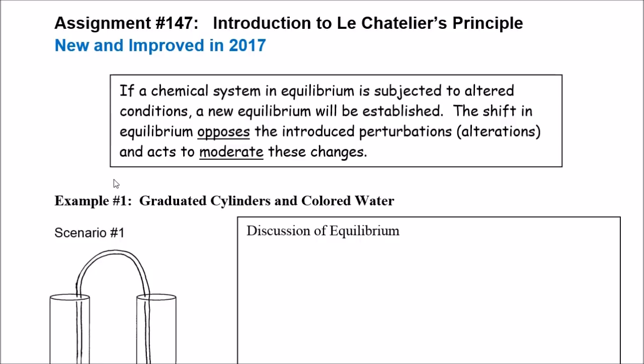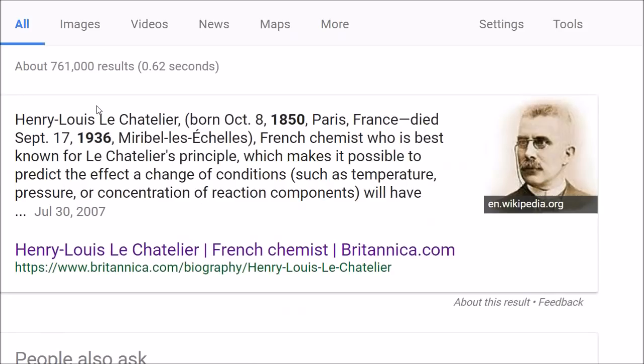This part of assignment 147 is going to introduce a very important principle in chemistry called Le Chatelier's principle. Le Chatelier was a French chemist. You can see his picture here, and you can see the dates. So he's spanning the turn of the 20th century. His principle is published in 1884.